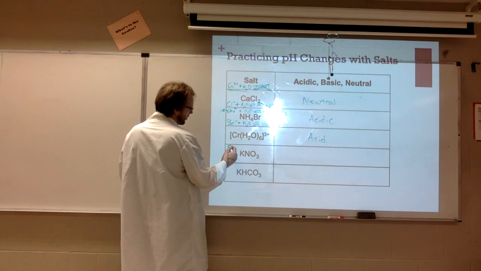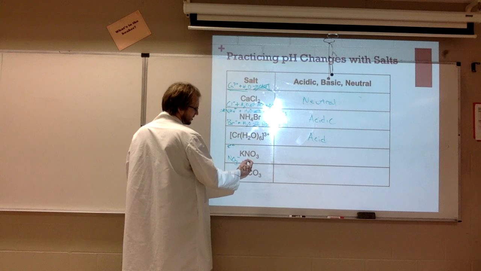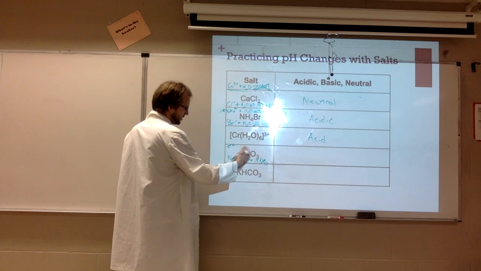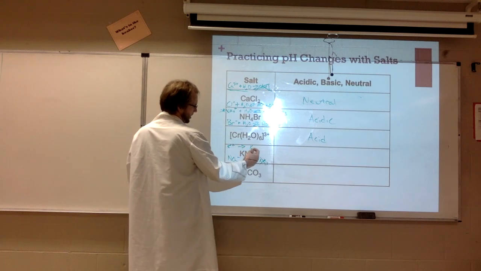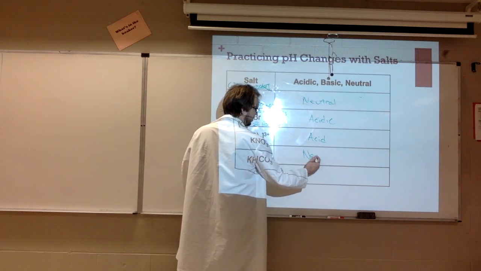Cool. If we think about what could form here, we've got K+ and NO3-. Well, that's going to try to turn into nitric acid. That's strong, so it stays over here. The K+ could try to turn into potassium hydroxide. That's strong. Going to stay over here. So we are neutral once again.